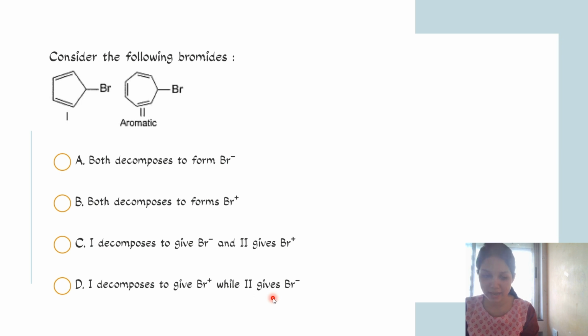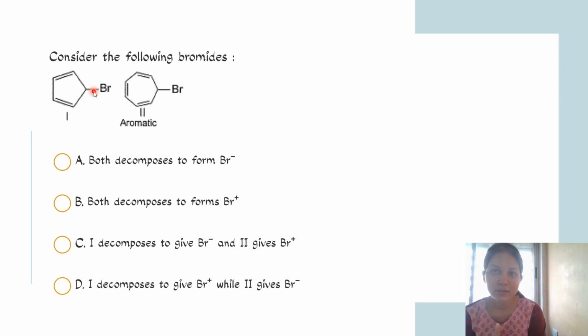You have to first identify the mechanism that these 2 compounds will follow to undergo decomposition and liberate anion versus cation. So let us look at the first compound. What happens if you break the carbon bromine bond?